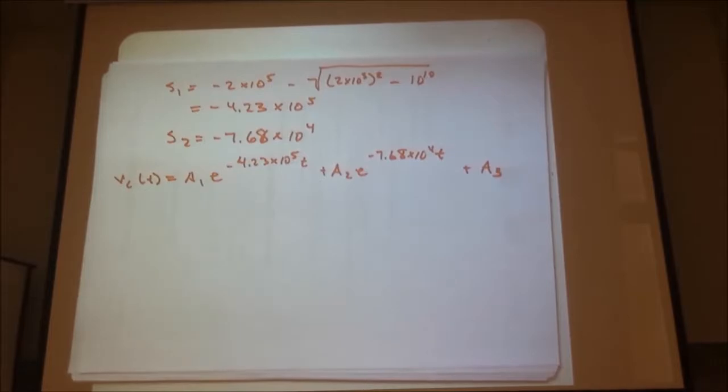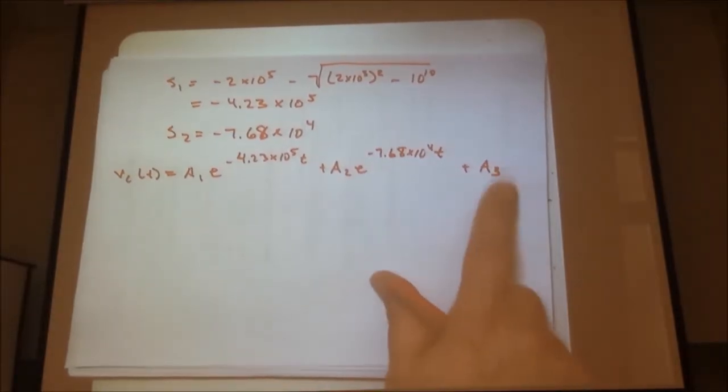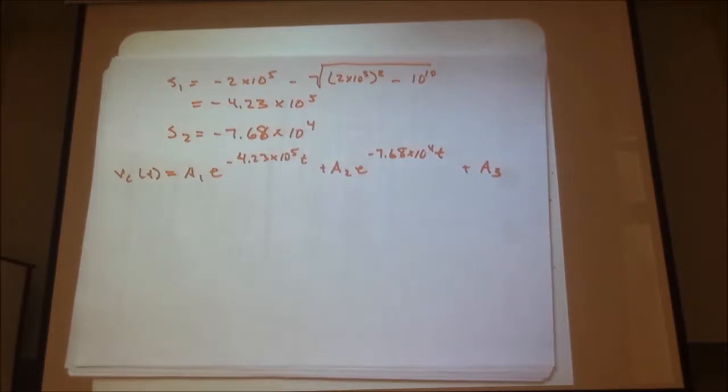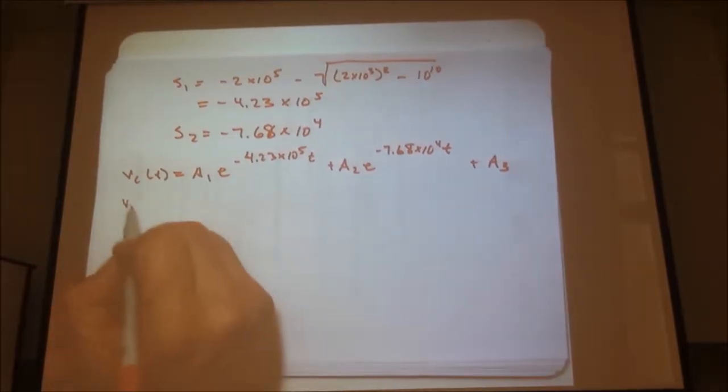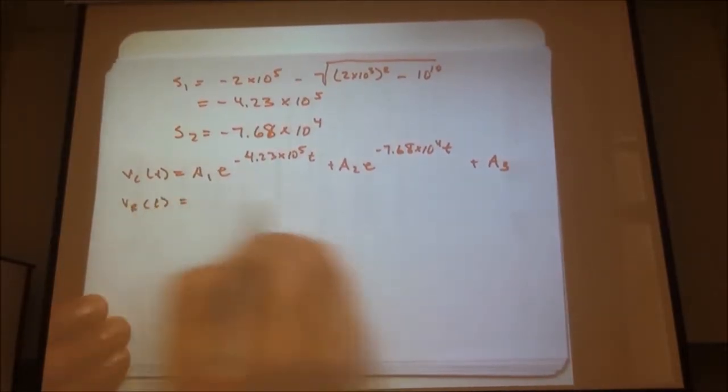No one wants to guess? It's the same. Doesn't change. It has to be the same. The homogeneous terms are the same. It has to have the same form. So we could write VR of t equals the same.